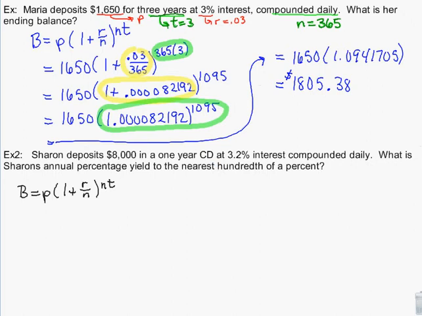Page example thing, whatever this is. We're going to try to find the annual percentage yield. So before we can find the annual percentage yield, we have to find out how much interest was actually earned. So we have to calculate the interest first using the same formula. So we put 8,000 in at 3.2% compounded daily for 1 year.